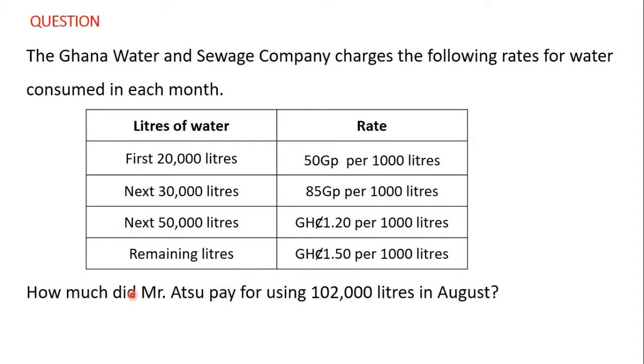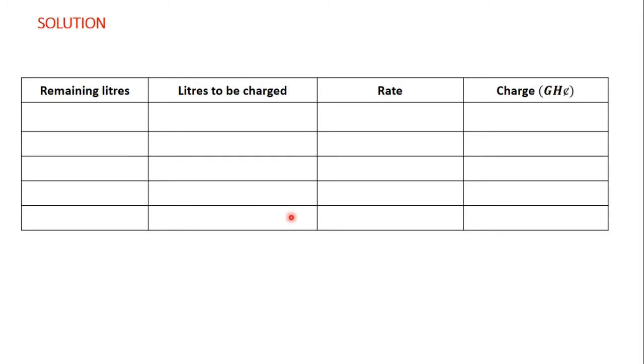The question is asking how much did Mr. Achu pay for using 102,000 liters in August? So we are going to use these rates to calculate the amount of money Mr. Achu will pay for using 102,000 liters of water in the month of August. To do that, we will divide this 102,000 liters into these groups. Then we will use the rate for each group to find the charge. We are going to present our answer in the form of a table as usual. So we have the remaining liters, the liters to be charged, the rate, and the charge in Ghana cedis.